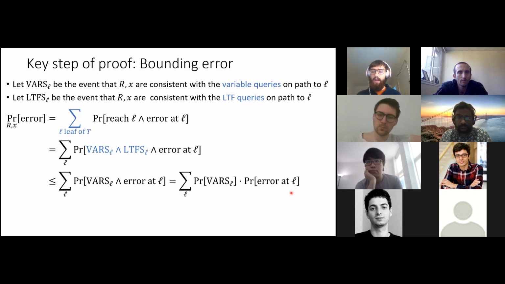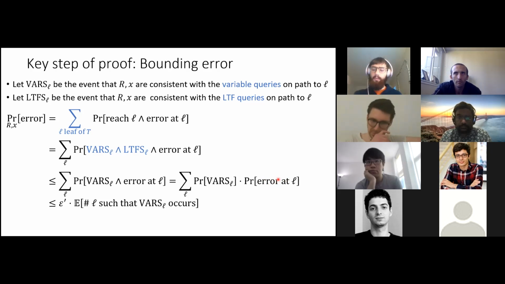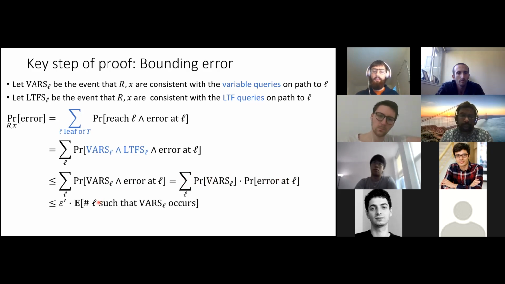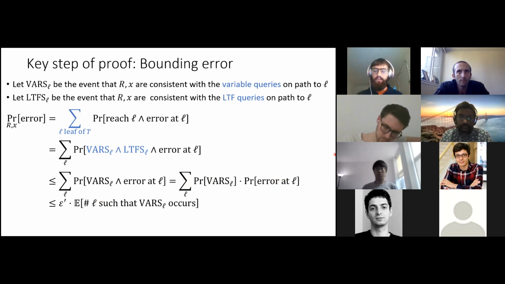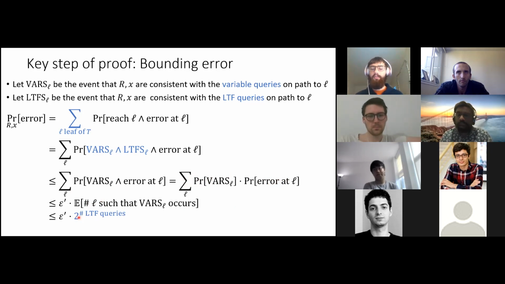And so now we can bound this quantity by just some little epsilon prime from the previous depth reduction lemma. We're left with the sum of the probabilities of these events vars sub L, or in other words, the expected number of leaves such that we're consistent with all the variable queries to those leaves. It's not too hard to convince yourself that the only reason there are multiple leaves is these LTF queries that introduce this ambiguity. And so the number of possible leaves is at most 2 to the number of LTF queries.